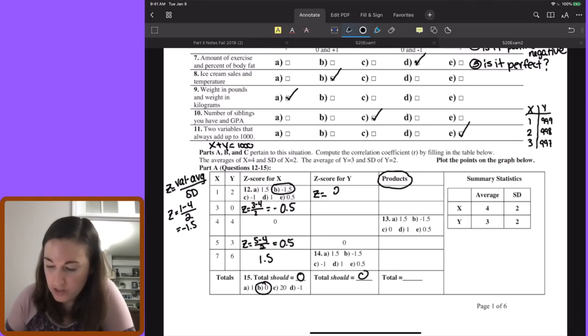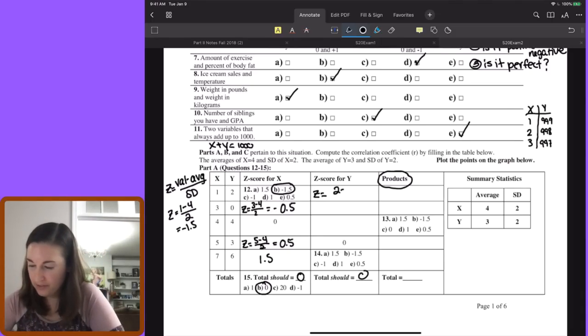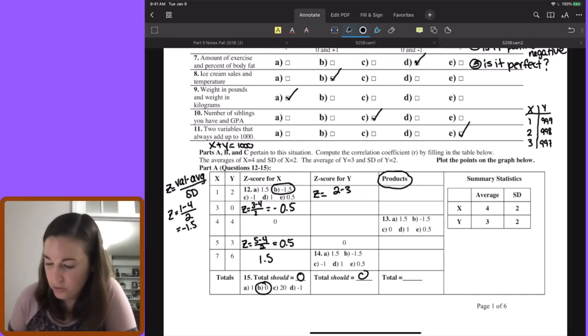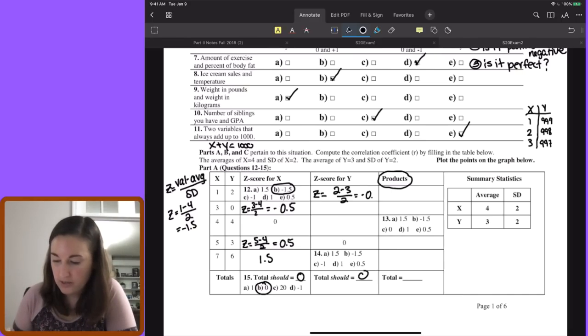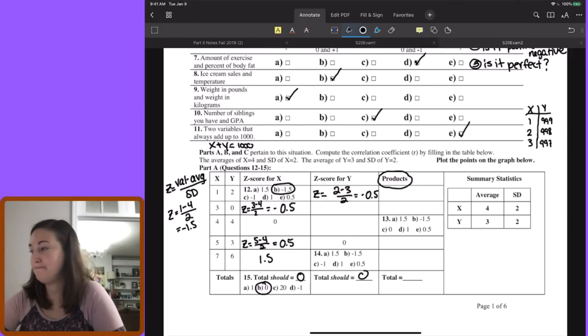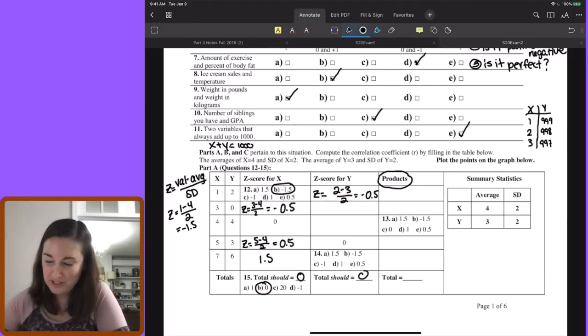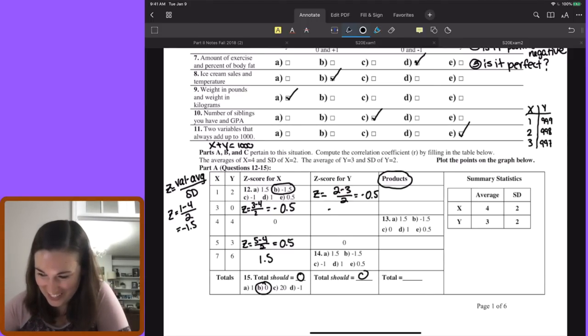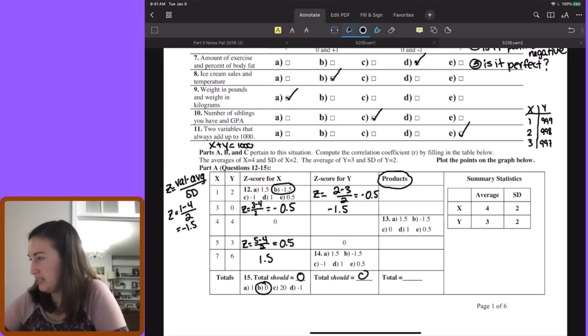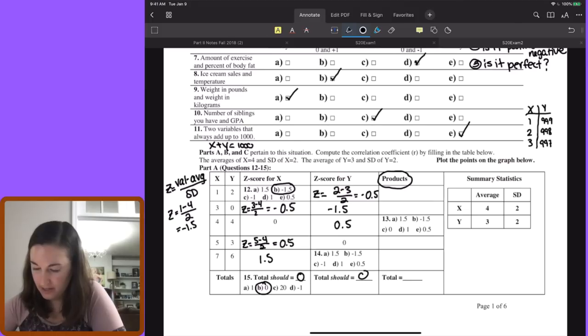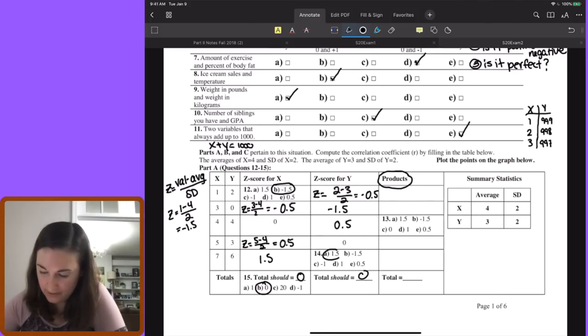Z-scores for y, I can do the same thing. This y value is 2. Let's see, does y have different statistics? Yeah, the average is 3 and the SD is 2. It's negative 1 over 2, negative 0.5. And then I'm just going to assume that you guys can do the rest of these. This should be negative 1.5. Let's see, this one should be 0.5. And then this one should be 1.5.